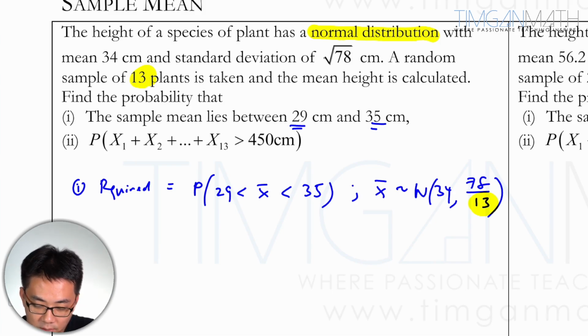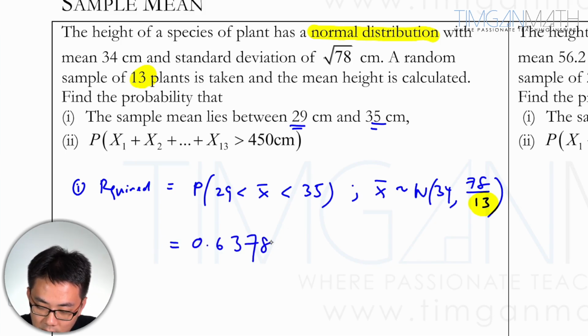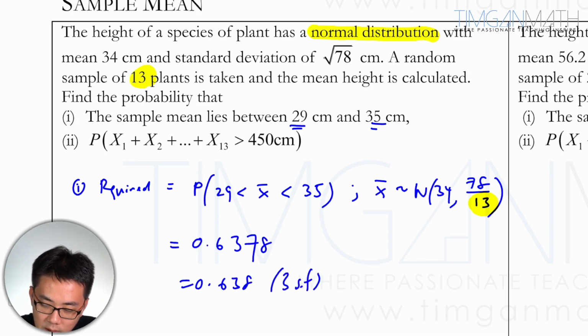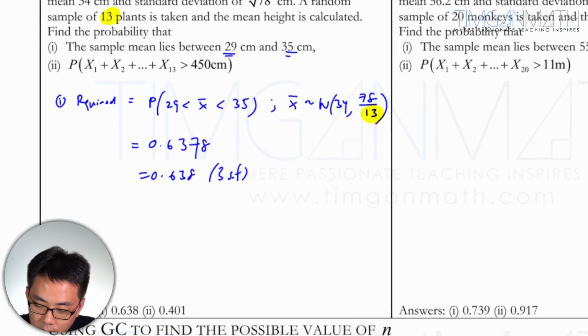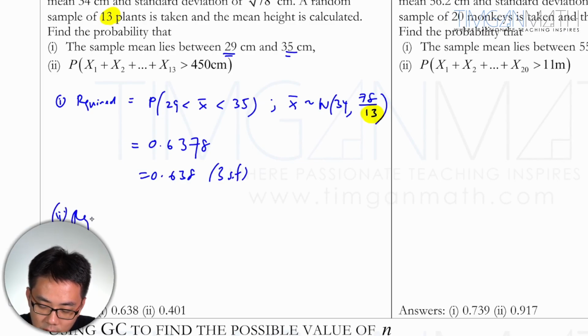I think this one we did before, so I'm going to skip this quickly. 34, 78. I just want to stress on the normally distributed. This is 0.6378, 3SF. That's pretty okay.